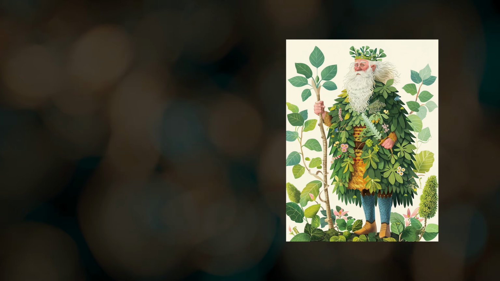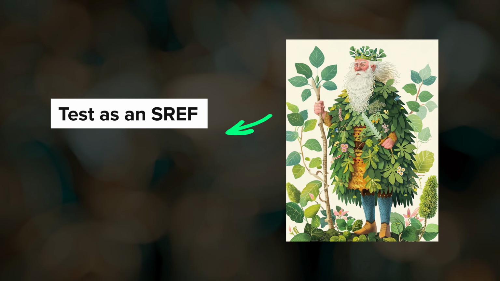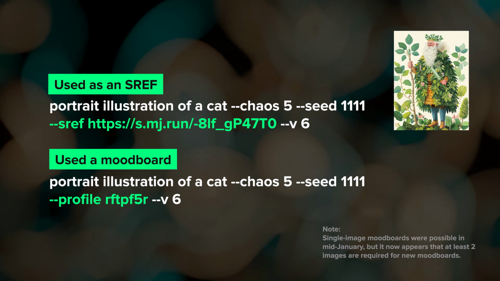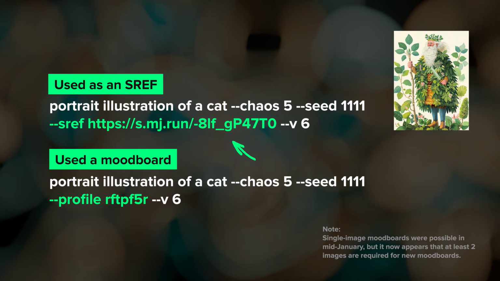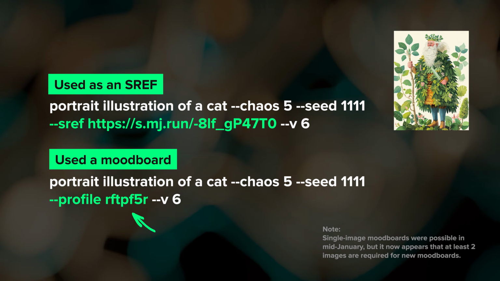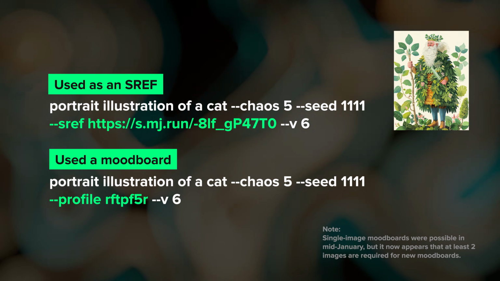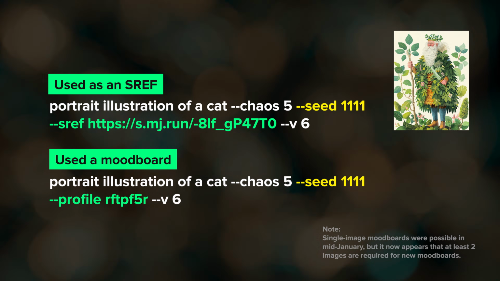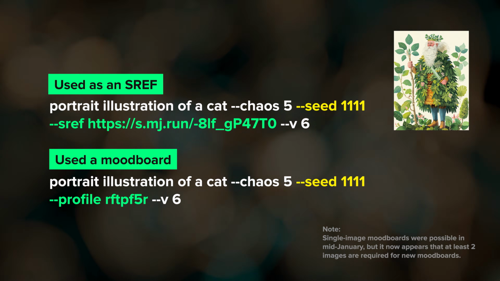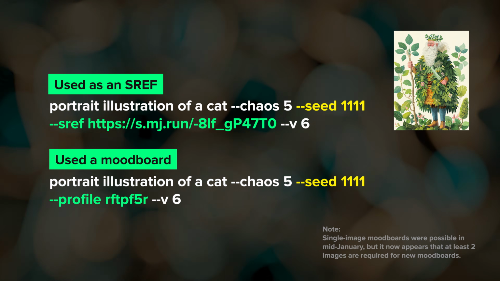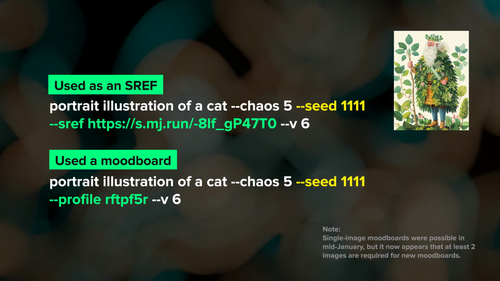Here I have an illustrated image of a forest king that will test as a style reference and as a mood board. So these are the two prompts that I'm going to run. Here is the image URL of the forest king used as a style reference, and in this prompt I have the single image mood board profile code. To make this a fair comparison, I'm also using the same seed number in both prompts. This helps us see exactly how these features differ. If you want to learn more about the seed parameter, I'll leave some resources down below.